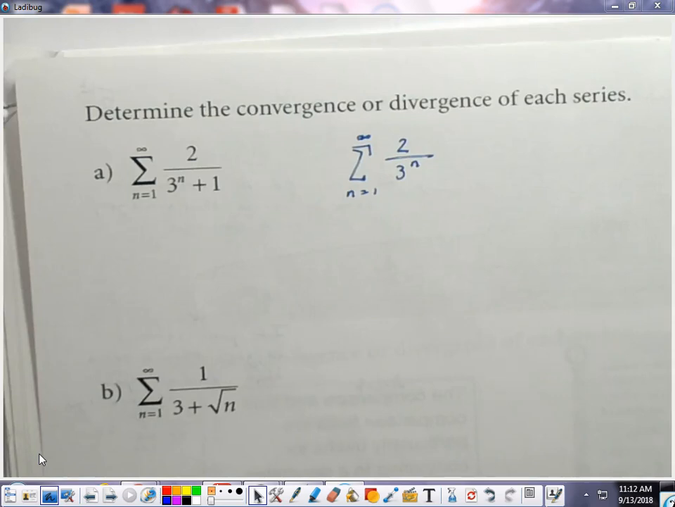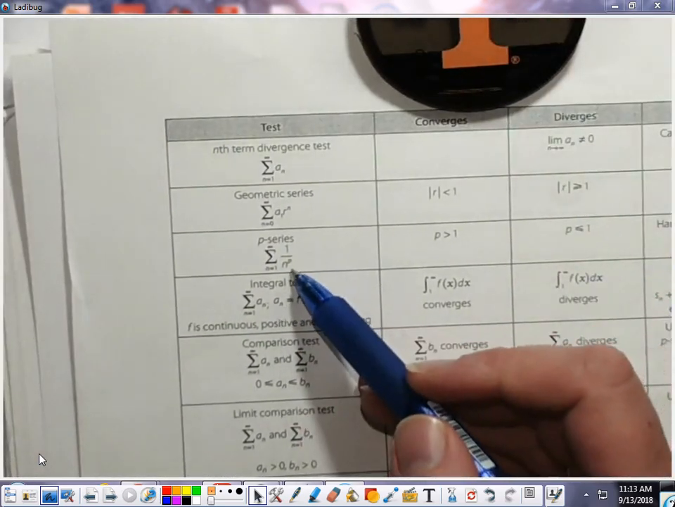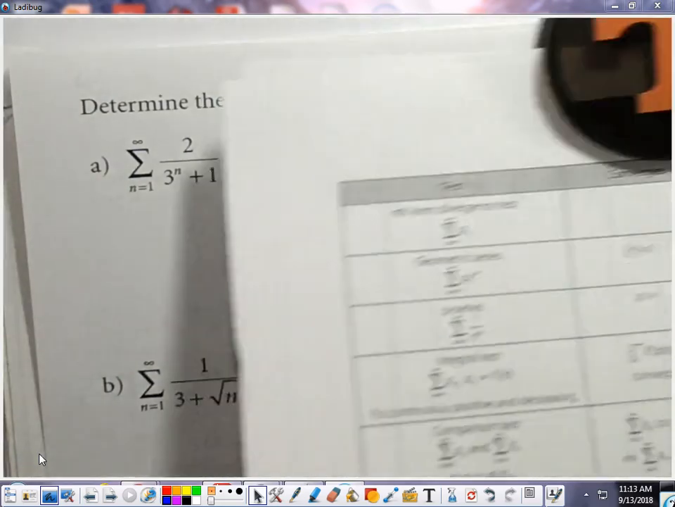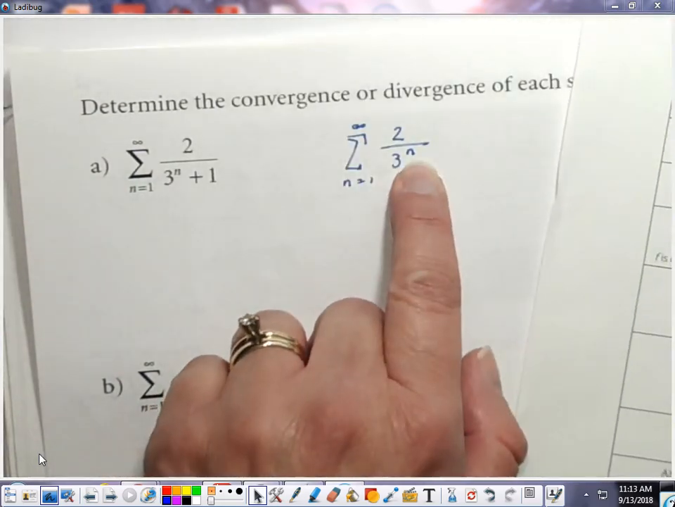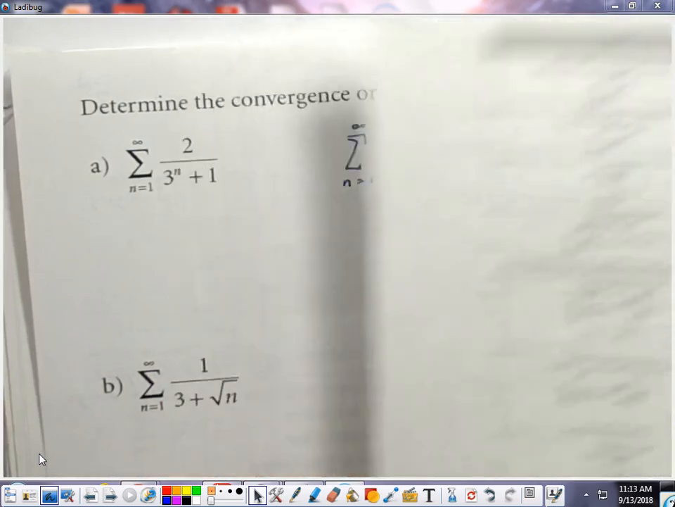What does this look like? Does it look like a geometric or a p-series? P-series? Really? Well, not quite. Let's look at a p-series. Here's what a p-series looks like. It looks like 1 over maybe n squared or 1 over n cubed or something like that. Notice the n is the base, and here it's the exponent. So for a geometric, the exponent is the n.